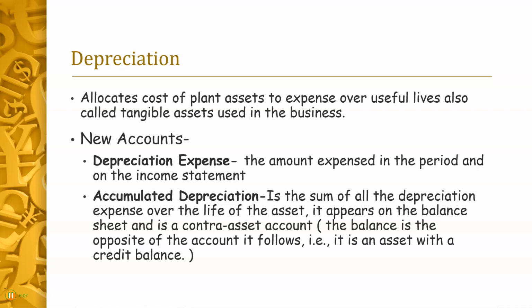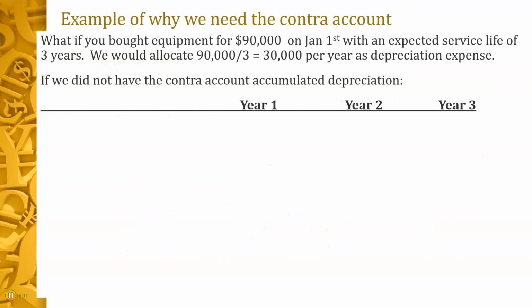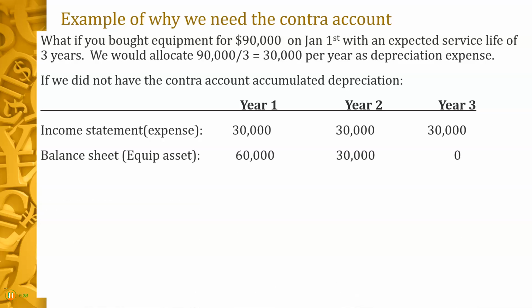So now let's take a look at why we do it this way. What if you bought equipment for $90,000 at the beginning of the year with an expected service life of 3 years? We would allocate this over 3 years at $30,000 per year for depreciation expense. If we did not have a contra account, on the income statement, we would see $30,000 every year, which would be the same regardless of any method. However, on the balance sheet, we would show that we invested $60,000 in the first year. Second year, we'd only show 30, and in the third year, we'd show nothing. Well, we like to know as investors how much people have invested in tangible assets and if they're old and need to be replaced. So that's why we do the contra account.